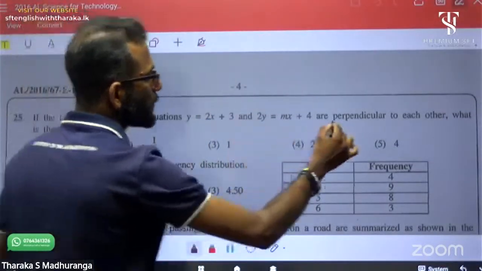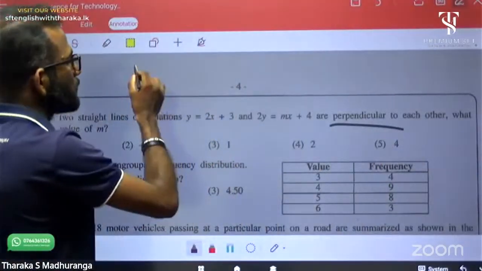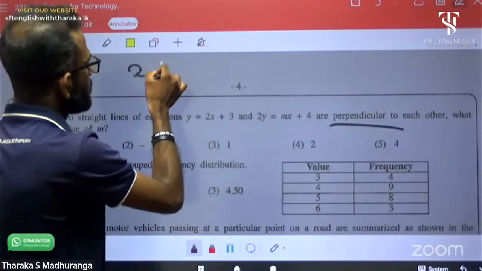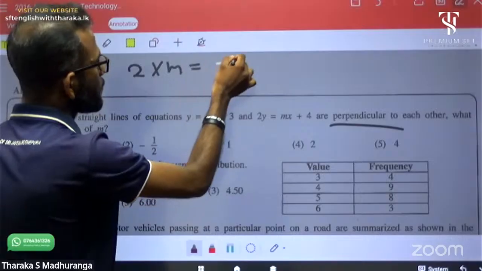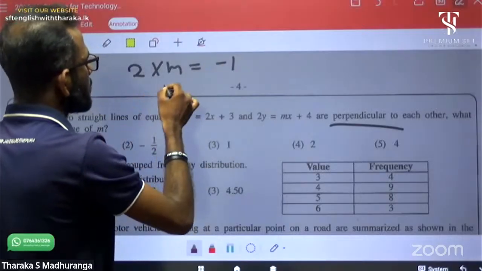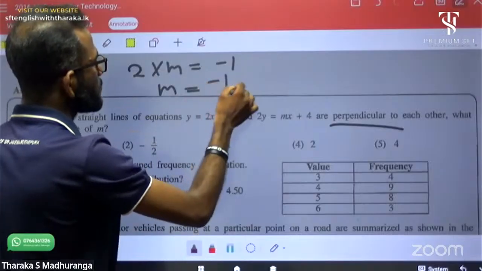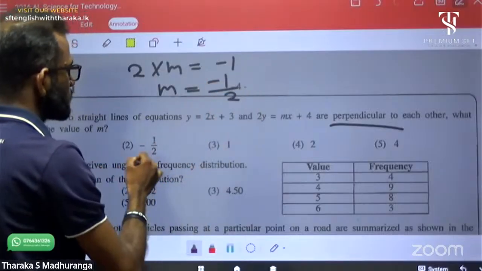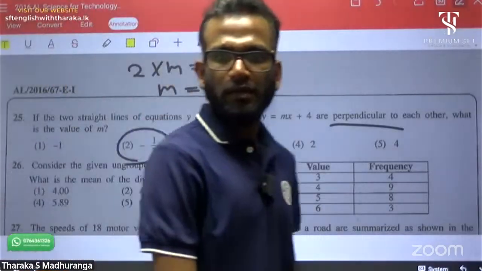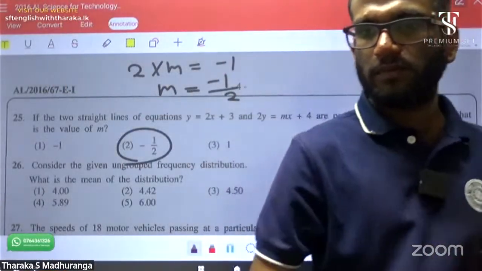Yeah, they are perpendicular to each other. Therefore, gradient multiplication 2 into m equal -1. Then m equal -1 over 2.